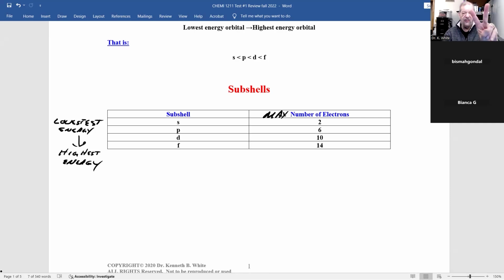Shell 2 can only take 2 electrons in S, P 6, D 10, F 14. Why? Well, it's not an area I studied, but that's what it is. That's what chemists have figured out. And this is true for all elements.